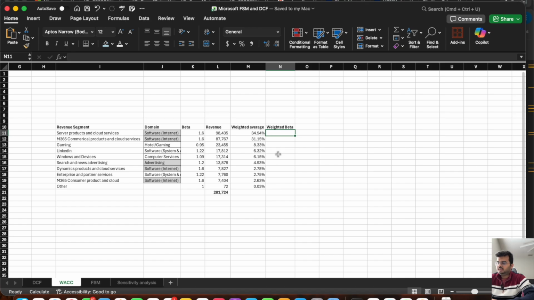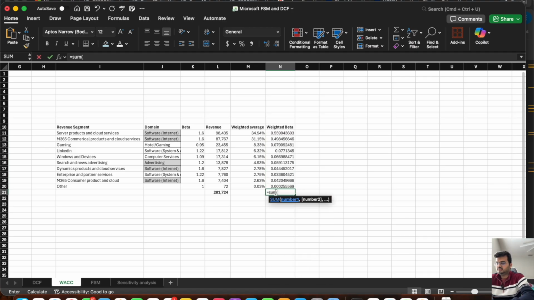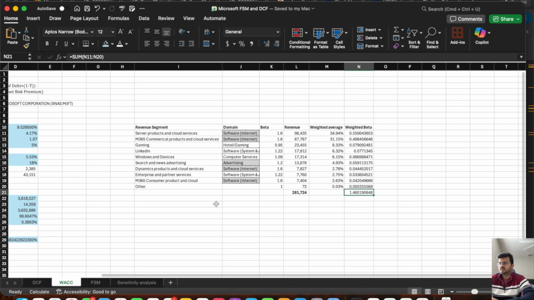Now I will calculate the weighted beta for each and every segment. The weighted average is this number multiplied with this number. I'm going to project it all the way down, and then do a sum. Now I can see the sum of beta as per this evaluation is 1.46.